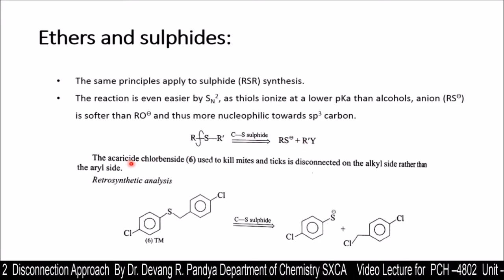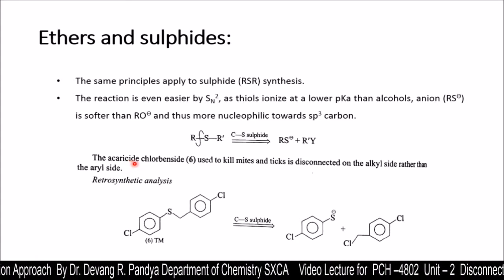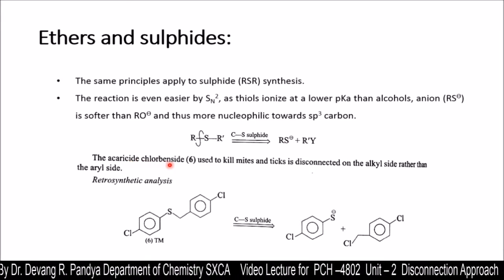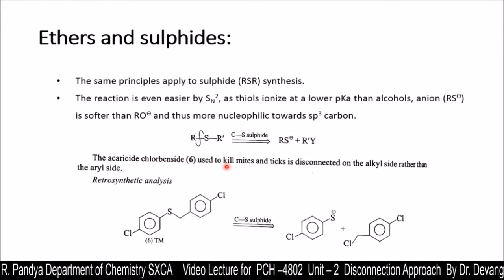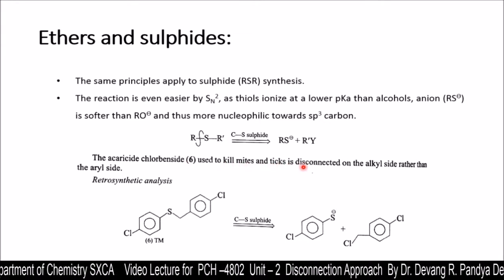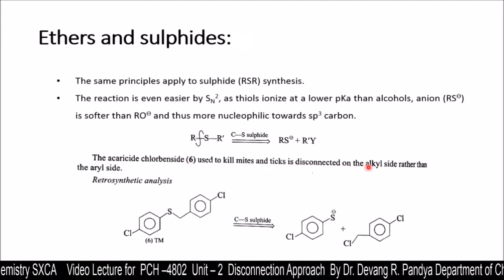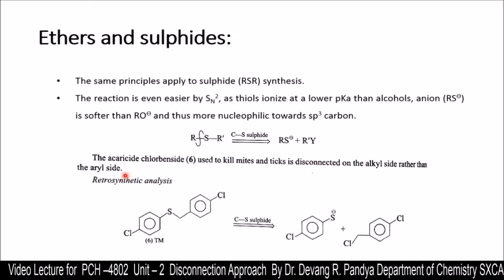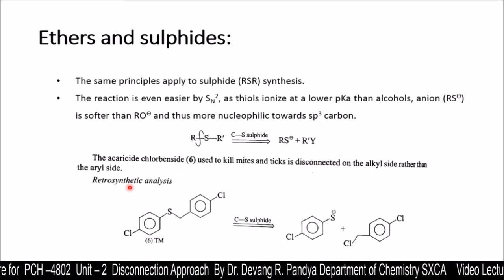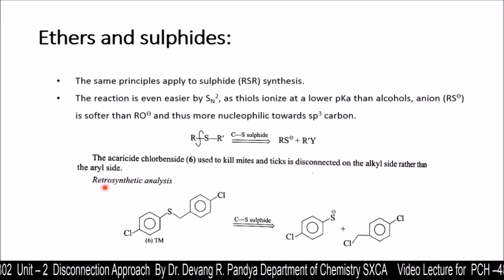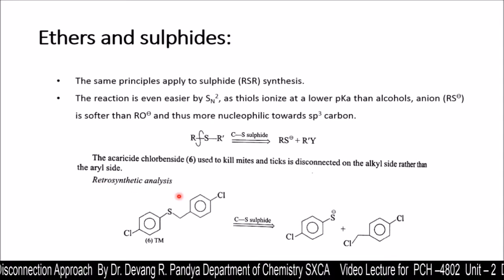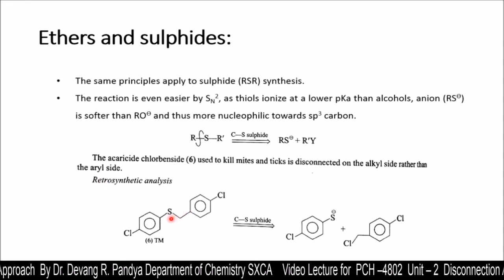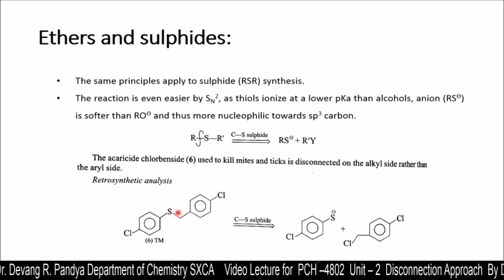The acaricide chlorbenzide, that is structure 6, used to kill mites and ticks, is disconnected on the alkyl side rather than the aryl side. As you know, the alkyl side is more reactive compared to the aryl side. The retrosynthetic analysis would be here. We're going to put a wiggly line over here to disconnect this.